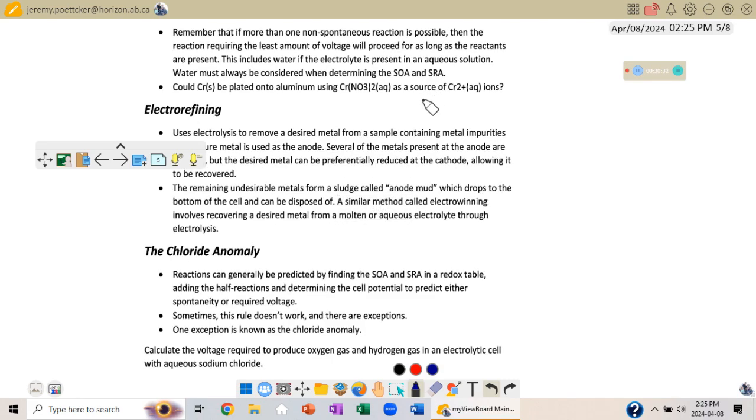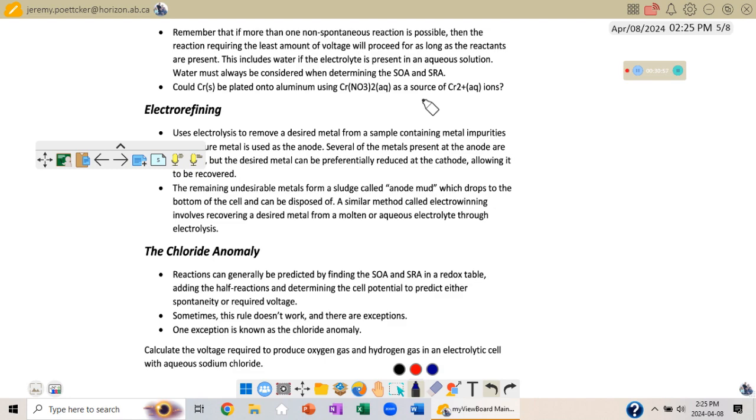Remember, if more than one non-spontaneous reaction is possible, then the reaction requiring the least amount of voltage will proceed for as long as the reactants are present. This includes water if the electrolyte is present in an aqueous solution. Water must always be considered when determining the strongest oxidizing agent and the strongest reducing agent.